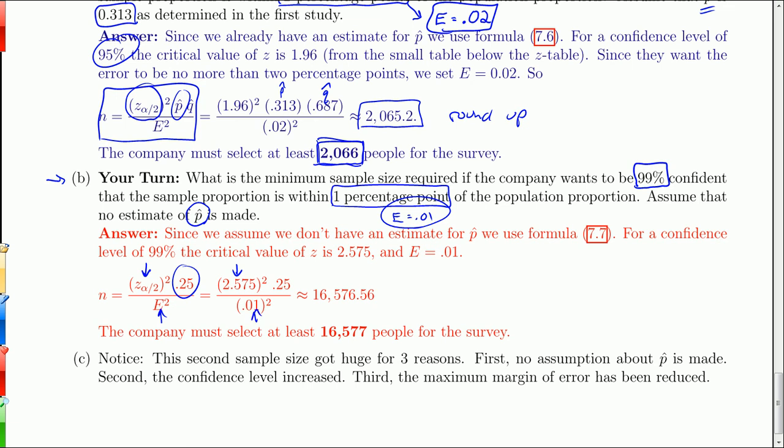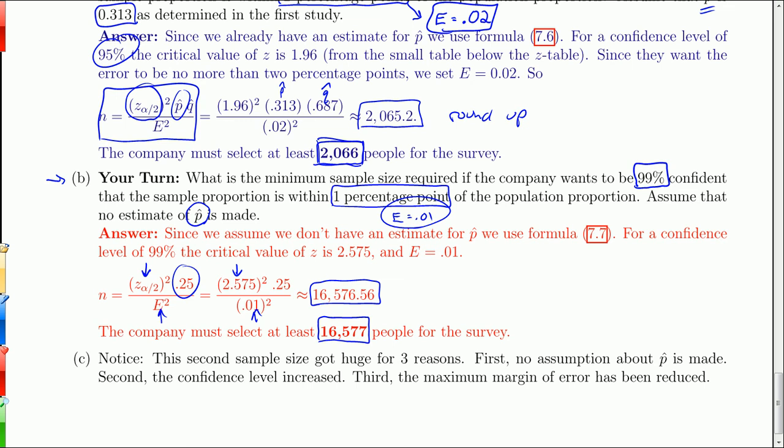I do all these calculations, and you should make sure you get this with your calculator because there's an order of operations issue that you have to make sure to follow, and some parentheses might be helpful for that. So in any case, when I plug this in, I get 16,576.56. That is a large sample. And again, you have to round up. So the company must select 16,577 people for the survey, which I doubt it will do.